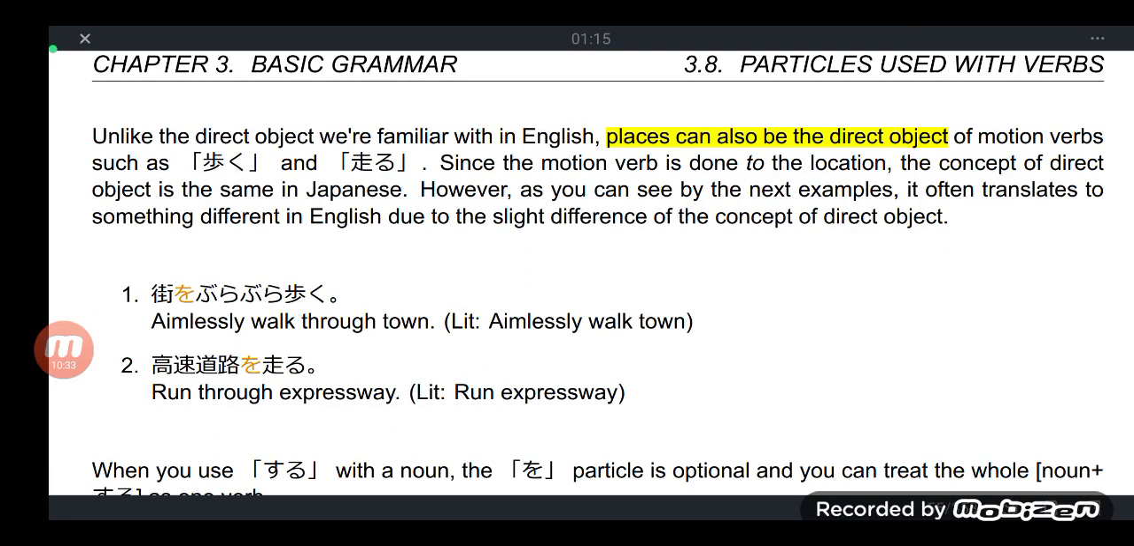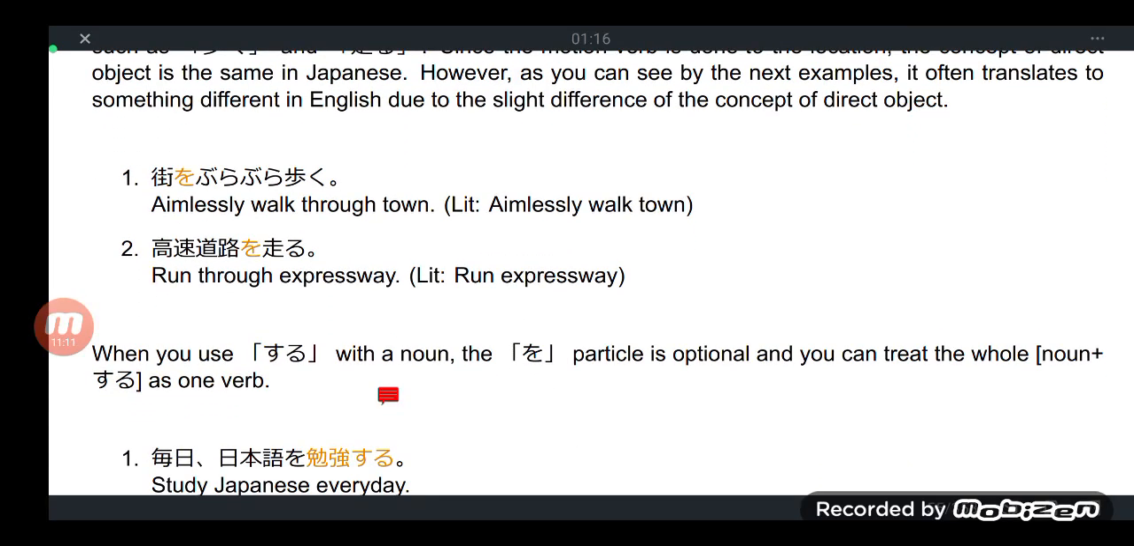Okay, so places can also be direct objects of motion verbs. Now, what are these motion verbs? Motion verbs such as aruku, walk, and hashiru, run. Since the motion verb is done to the location, the concept of direct object is the same in Japanese. However, as you can see in the next examples, it often translates to something different in English due to a slight difference in the concept of direct object. There's only a slight difference.